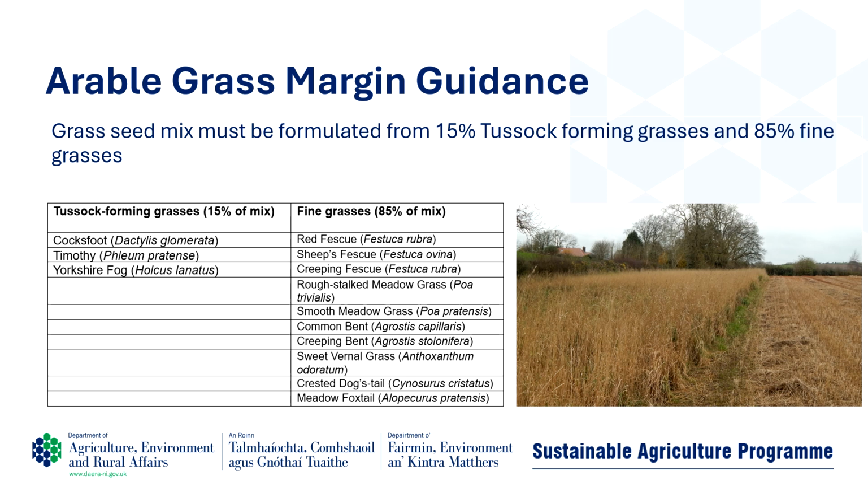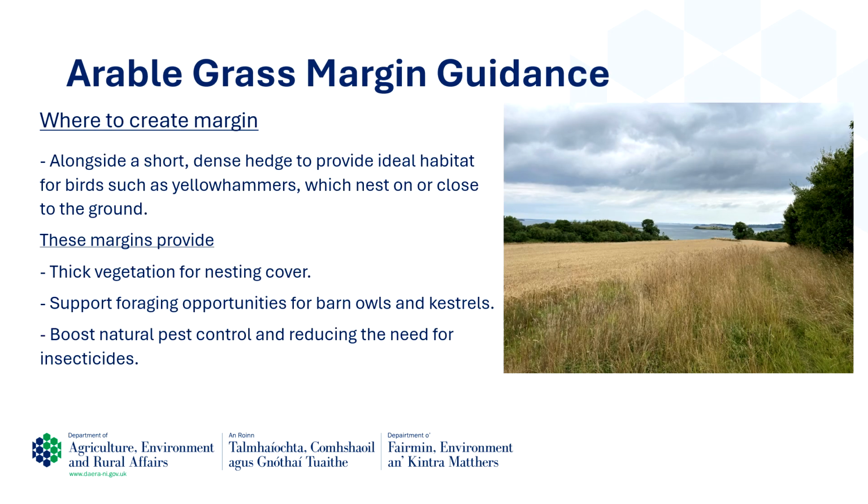It is important to note that the grass seed mix must be formulated from 15% tussock farming grasses and 85% fine grasses. The list shows the different grass species that can be included. Arable grass margins should be created alongside a short, dense hedge to provide ideal habitat for birds such as yellowhammers, which nest on or close to the ground and rely on thick vegetation for nesting cover, and to support foraging opportunities for barn owls and kestrels.